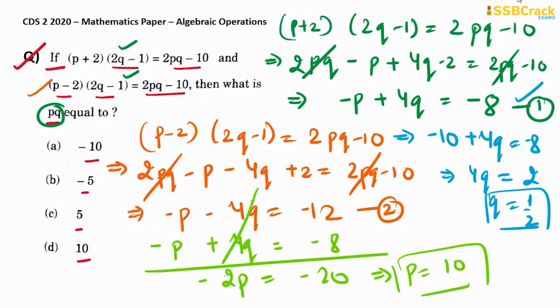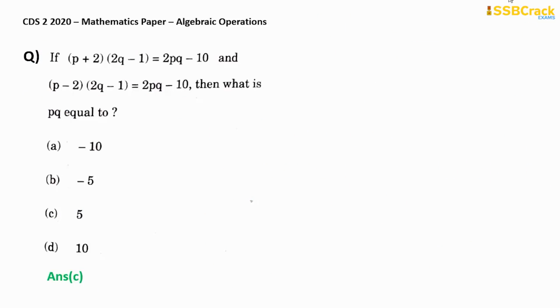Okay. So now P into Q. So here P into Q will be equal to 10 into 1 by 2. So it will be equal to 5, right? Hence option C should be the correct answer for this question. Let's check. So yes, option C is correct only.